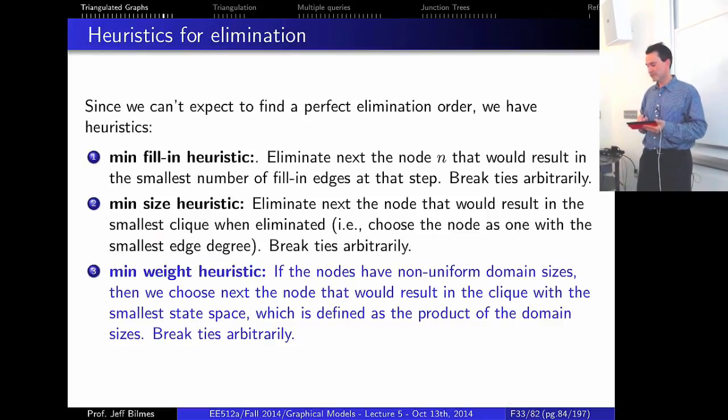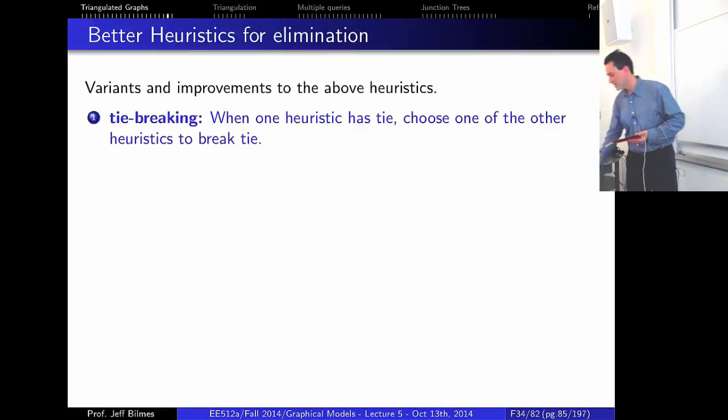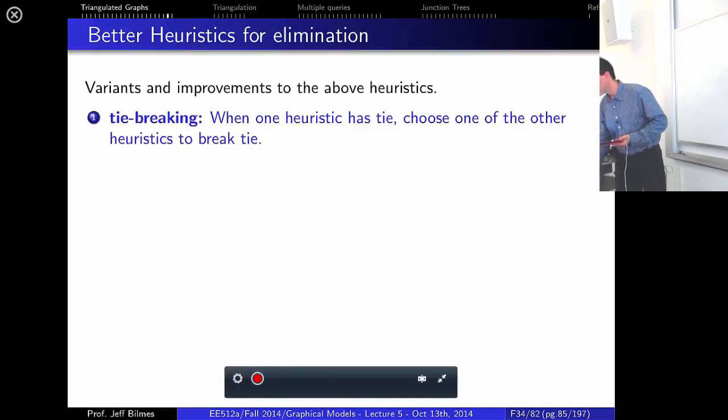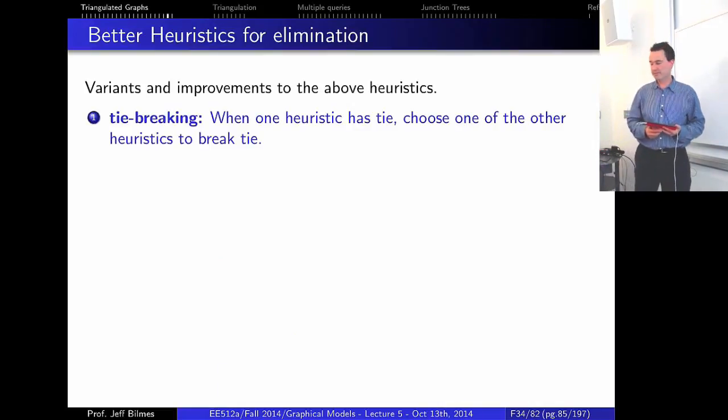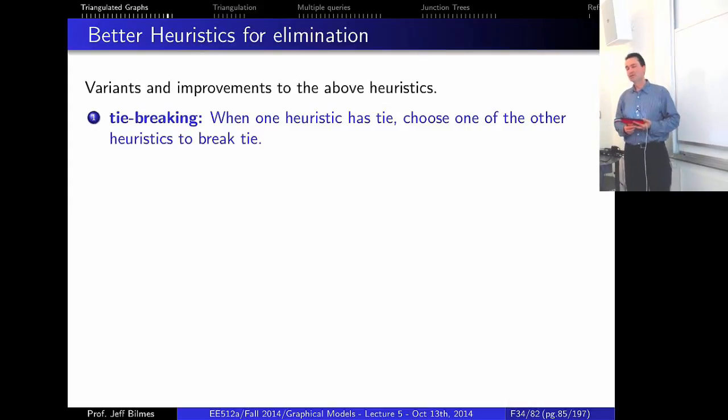So those are already some basic heuristics. The next question is, how do you break ties? In each of those heuristics individually, you'd break ties arbitrarily. Another strategy is, if one heuristic has a tie, you back off to another heuristic to help break the tie. And that can actually help sometimes.